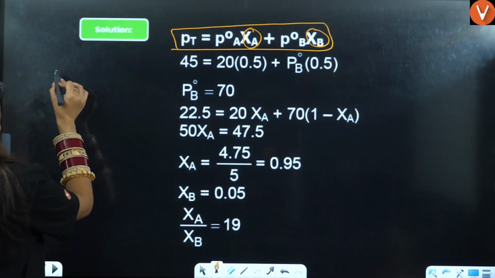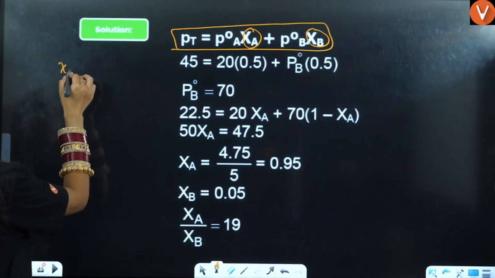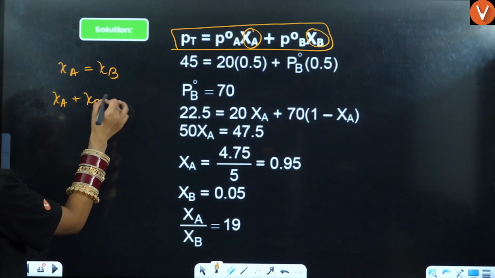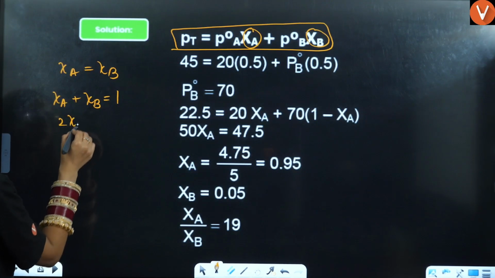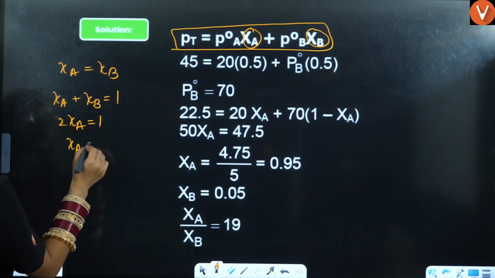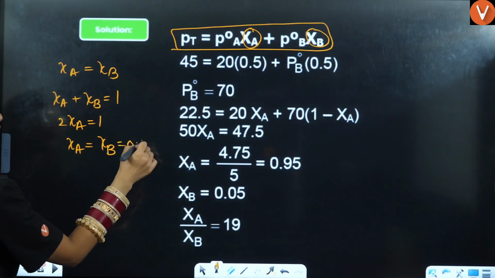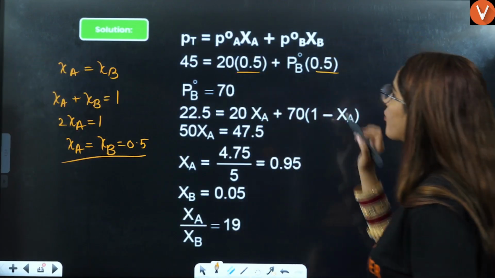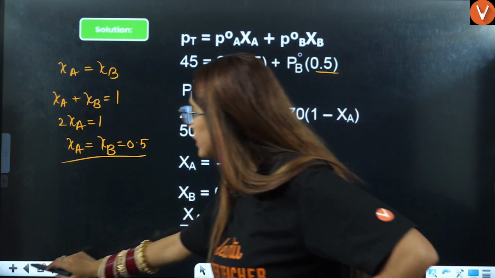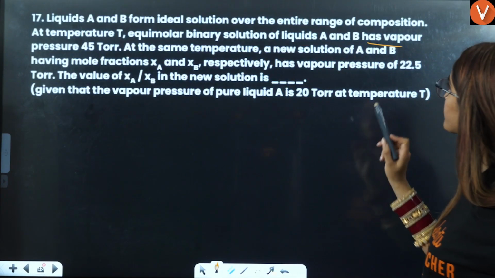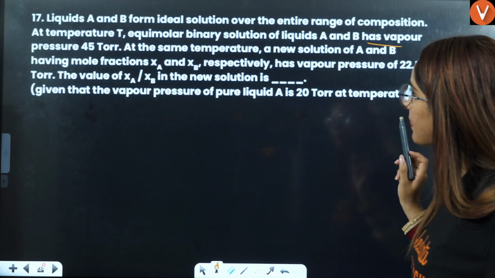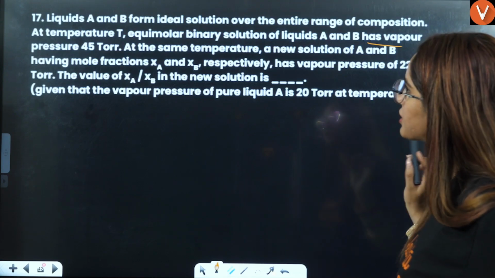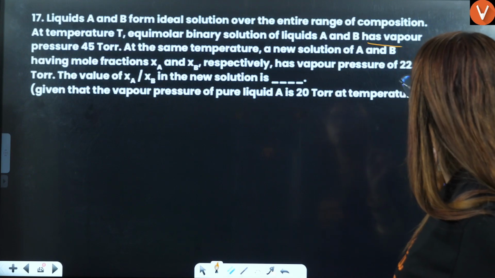So if I am saying this is equal to this, you only have two things here. We know that the sum of mole fractions of all the components is unity. So if I say twice the mole fraction is 1, the mole fraction of A or of B will come out to be 0.5 here, right? That is how you put the value of mole fraction as 0.5, 0.5. Now they have given 20, right? Equimolar binary solution of A and B, vapor pressure is 45. At the same temperature, a new solution.